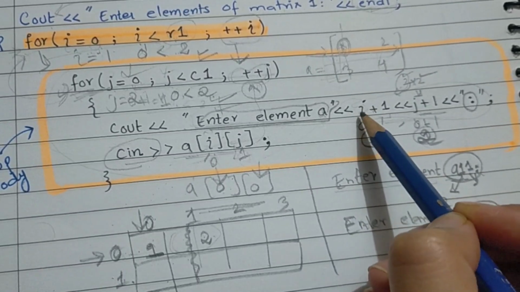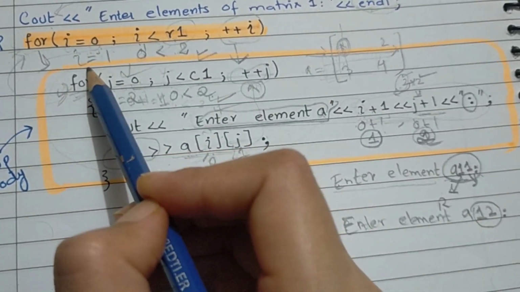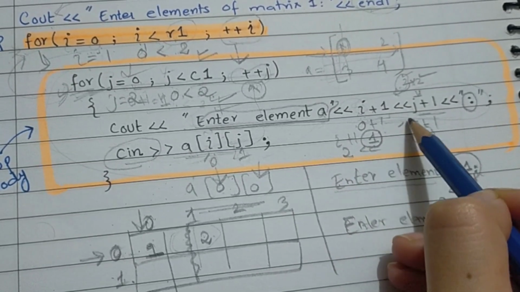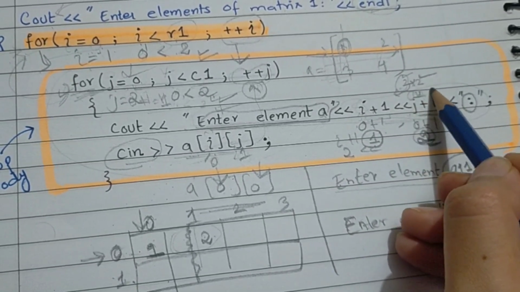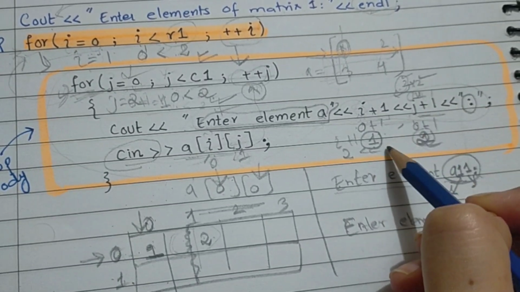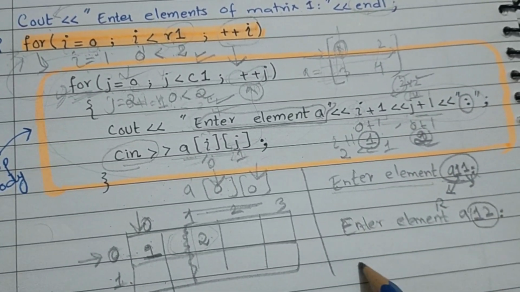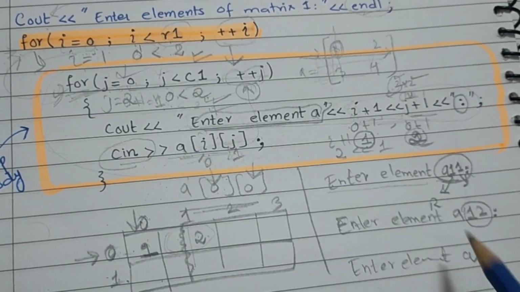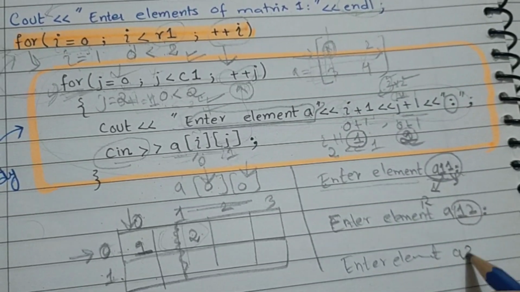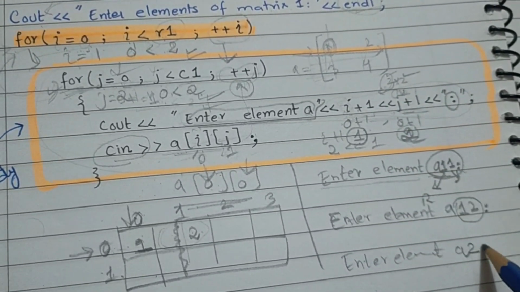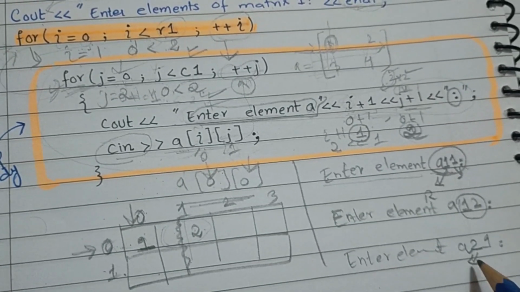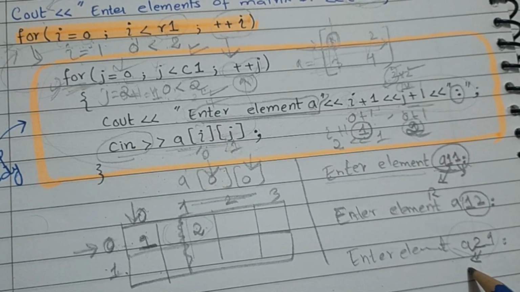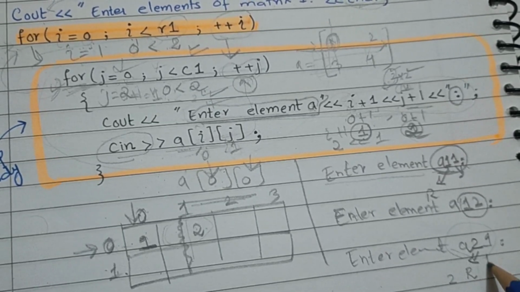Now here the value of I is 1, so 1 plus 1 is 2. And the value of j is again 0 and 0 plus 1 is 1, so j is 1. So here on the screen it will be like enter element a, and here 2, and here the value of j is 1. So this indicates that the location of this element will be on the second row, right? Second row and first column.